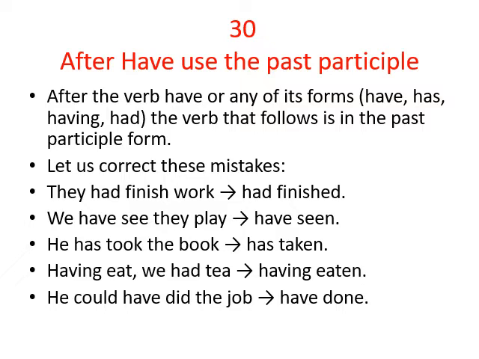طيب, he has took, لا, ده أنا بقول has يبقى إزاي أقول past؟ لازم أقول taken. He has taken the book. Having eaten, no. Having, not eat. Having eaten. Having eaten, we had tea. طبعا had اللي we had tea, had اللي قبل tea is not a helping verb. It's not the have we are talking about to make tenses. لا, had هنا معناها we drank tea. He could have did لا he could have past participle done the job.